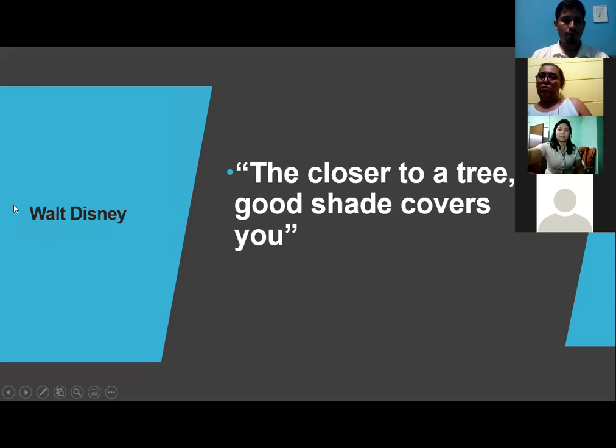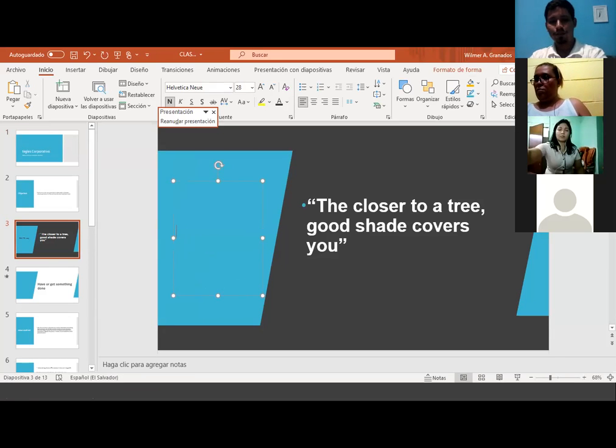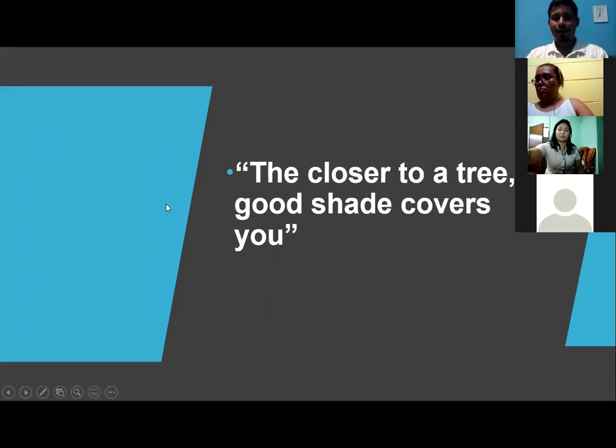Before going to the topic, this is not Walt Disney, but let me correct this. It's just a phrase. It says, the closer to a tree, good shade covers you. Have you ever heard this phrase before? Have you ever heard this phrase in Spanish before? The closer to a tree, good shade covers you. Can anyone here imagine what this phrase refers to? It's a popular phrase. I know that you have heard it at least once in your life.